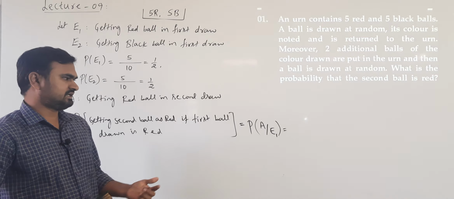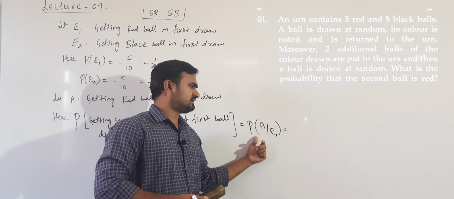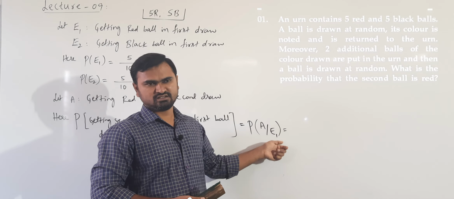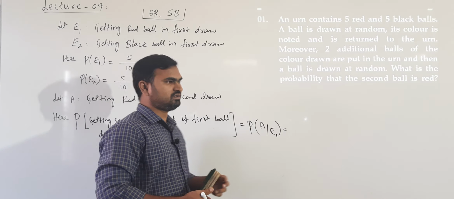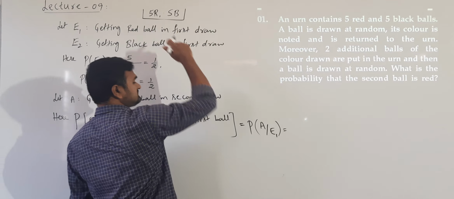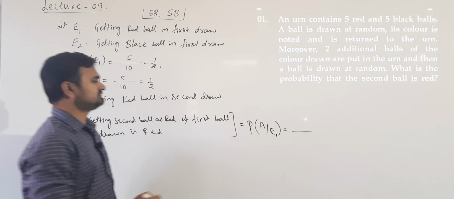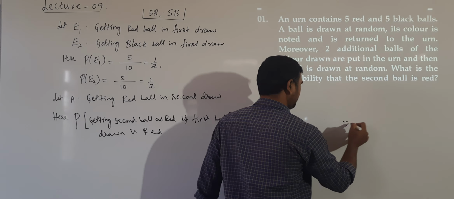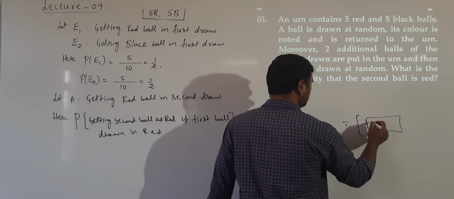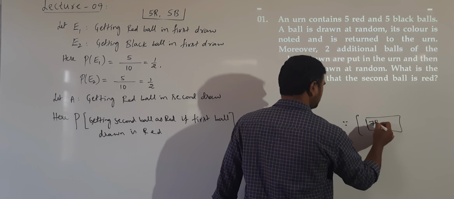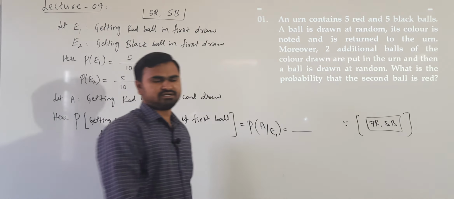P of A given E1 means getting the second ball as red if we know that the first ball is red. If the first ball is red, now we are adding two more balls of the red color. What is the probability of getting red now? How many total are there? So there are a total of 7 red and 5 black balls if the first ball drawn is red.